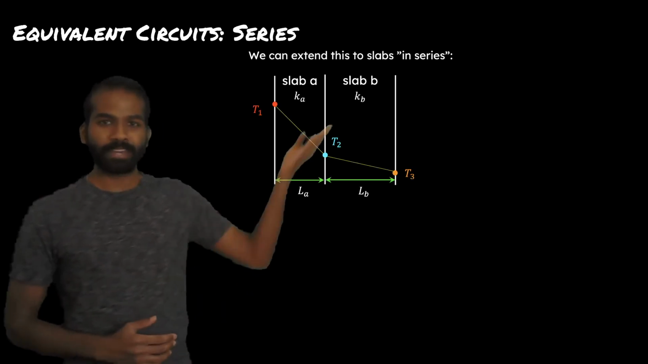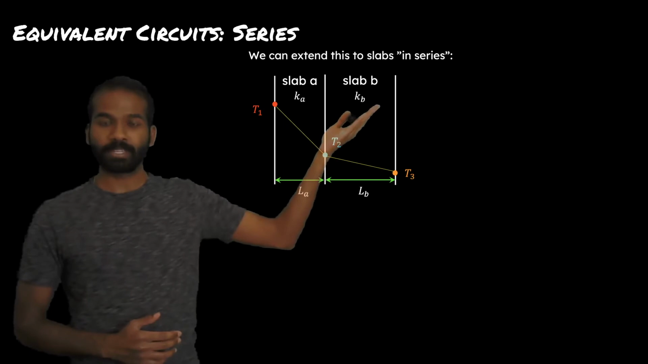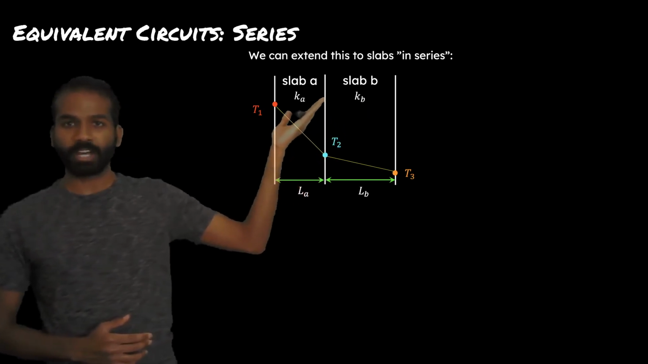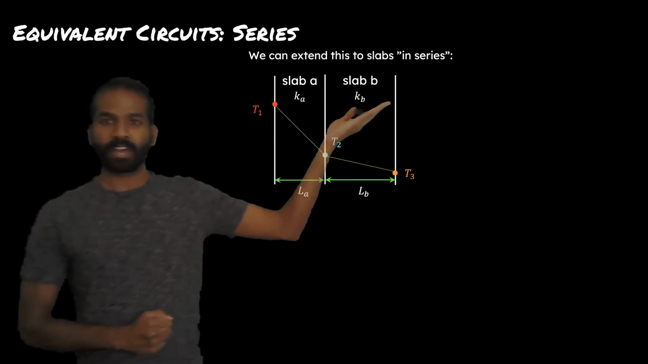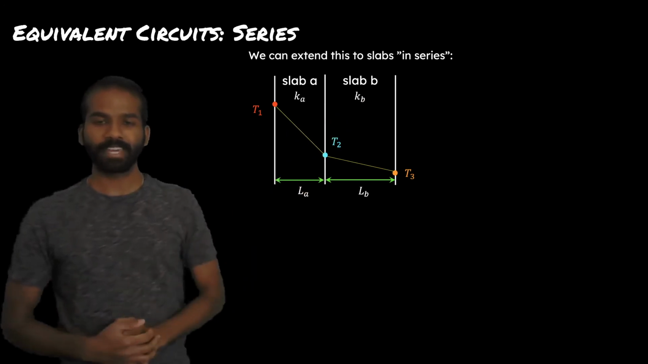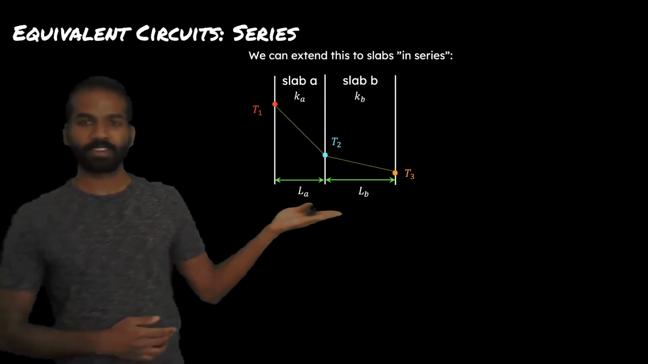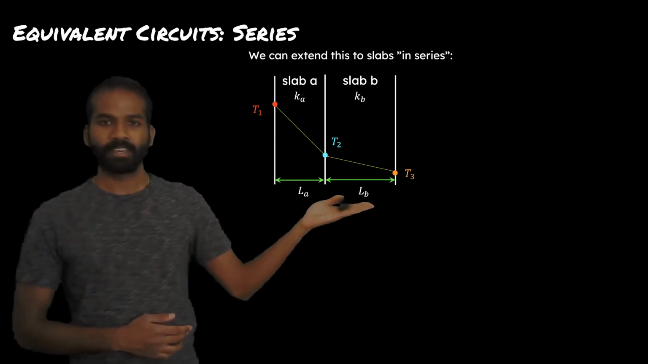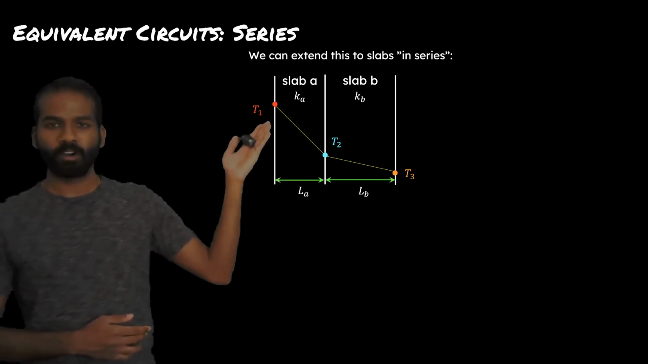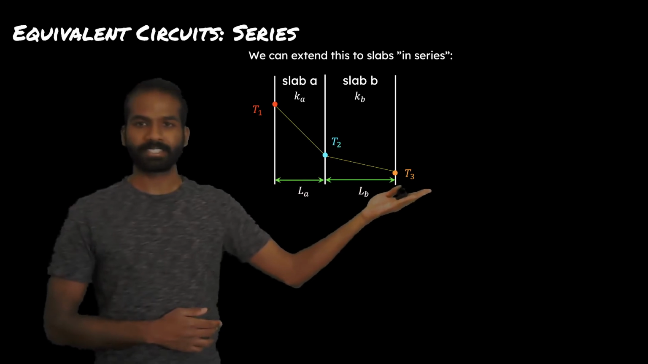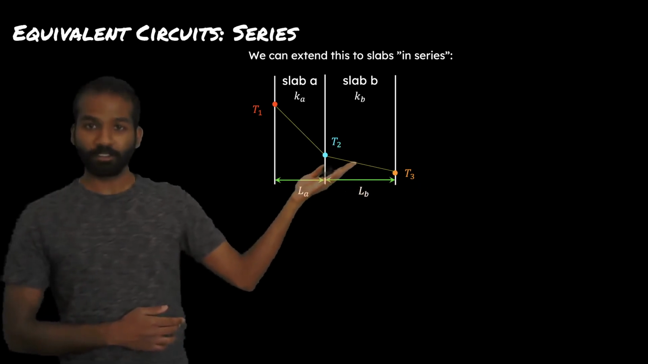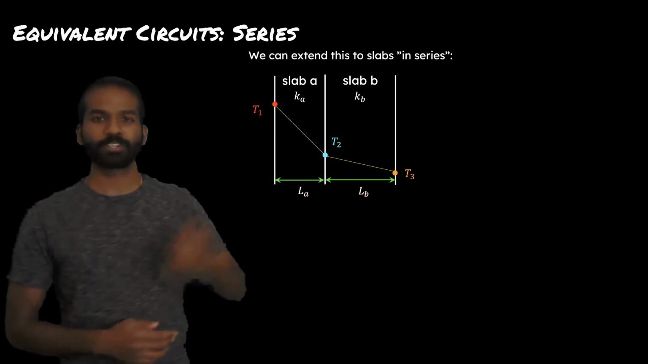Imagine we have slab A, which is next to slab B. Slab A has a thermal conductivity of K sub A, and slab B has a thermal conductivity of K sub B. Slab A has a thickness of L sub A, and slab B of L sub B. The temperature at one end is T1, all the way on the other side it is T sub 3, and at the interface of the two slabs we have a temperature of T sub 2.